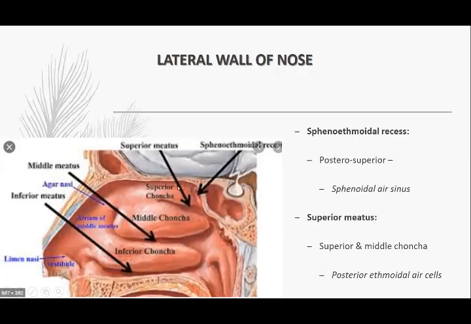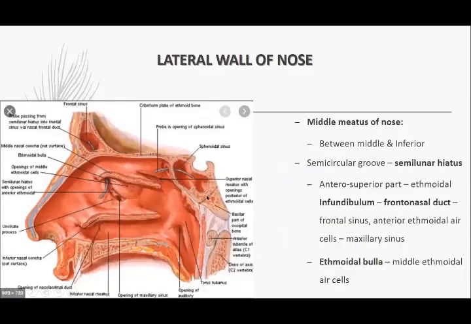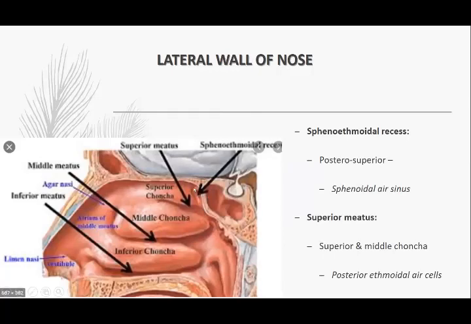Look, I told you the superior concha is made up of ethmoid bone, and behind it, this is the body of the sphenoid, this is the sphenoidal air sinus. Okay, this is the sphenoidal air sinus. So this recess is between the ethmoid and the sphenoid. That is why it is called the sphenoethmoidal recess. Since it is a recess, behind the recess you have the sphenoidal air sinus. So this sphenoidal air sinus opens into the sphenoethmoidal recess.